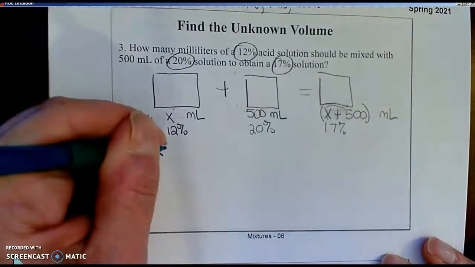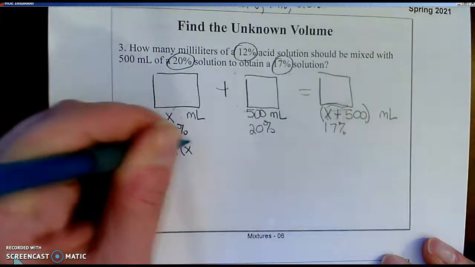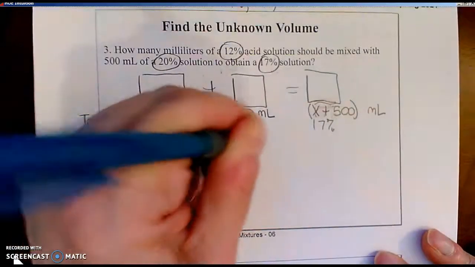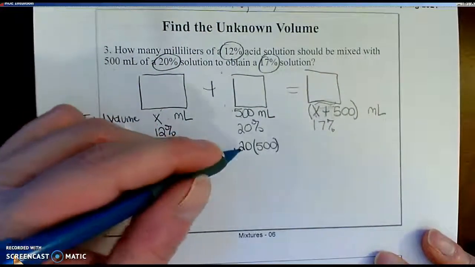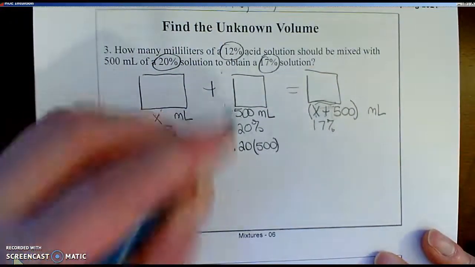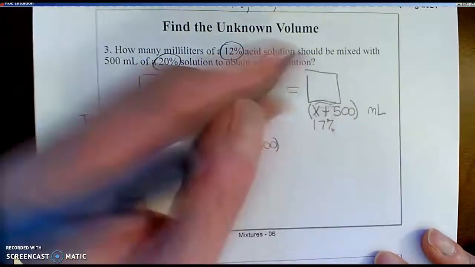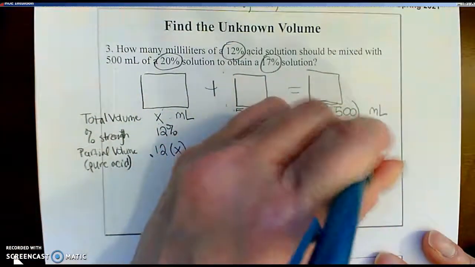Now what's the partial volume? Well, 12% of x is 0.12 times x. 20% of 500 is 0.20 times 500. Remember, the percent times the total volume gives us the partial volume. So we're going to do the same thing here. We're going to use 0.17 times x plus 500.